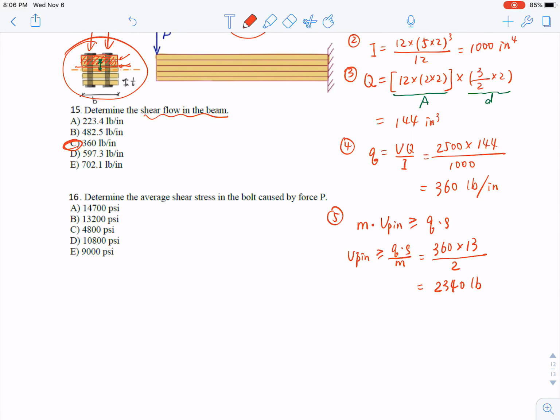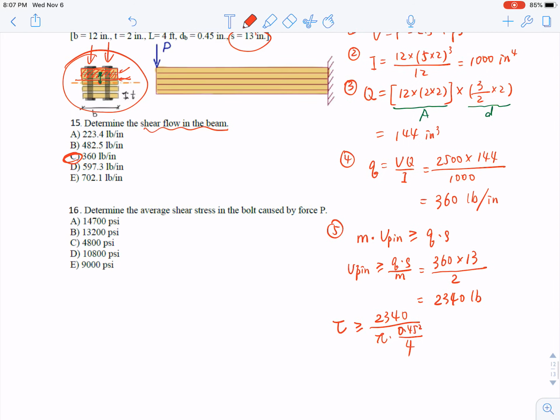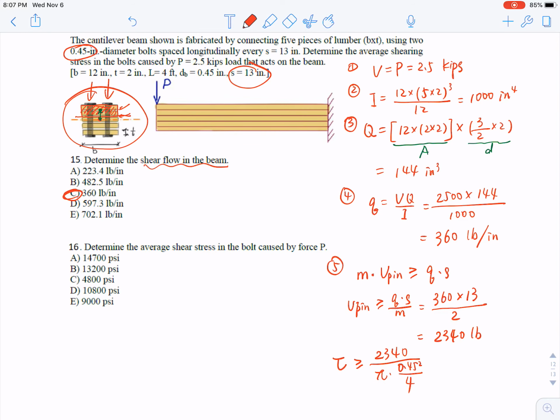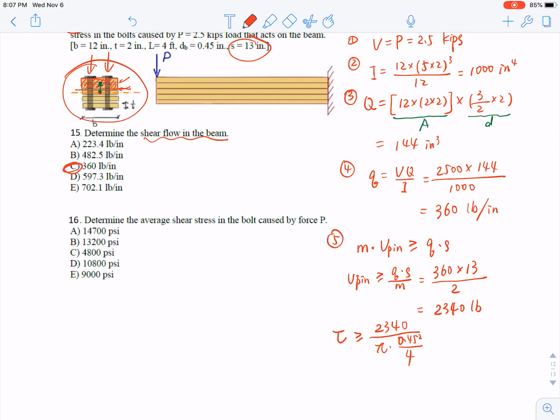Using this one, we can calculate the shear stress. That is 2340, the V over the area, pi d square over 4. The d is 0.45 here. And this is 14.7 KSI.